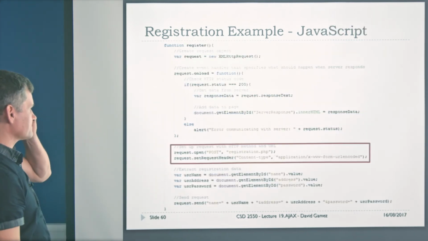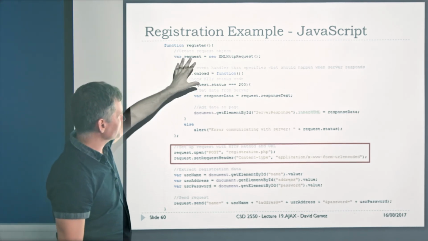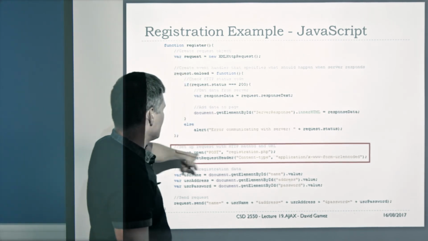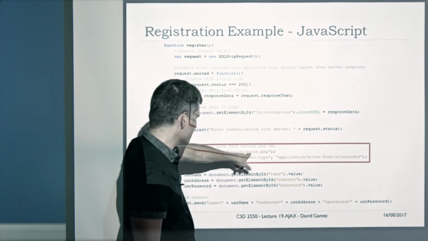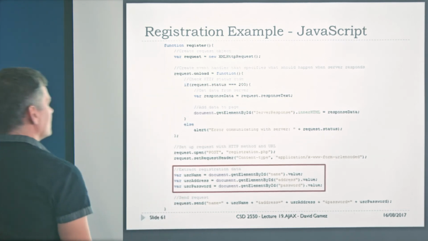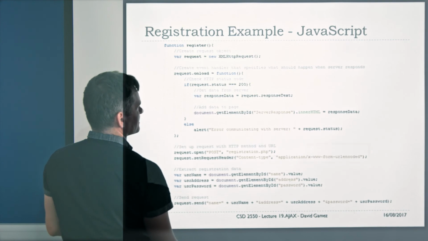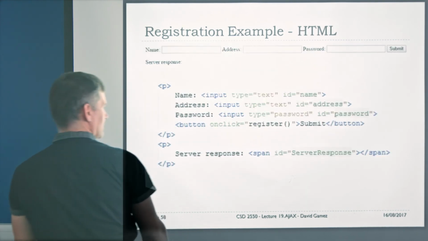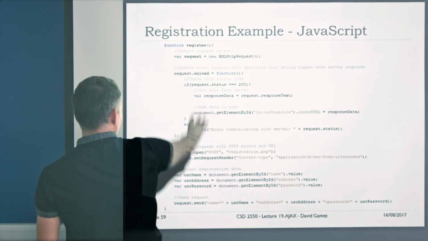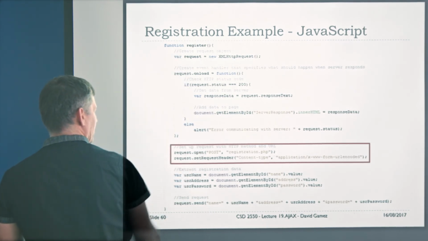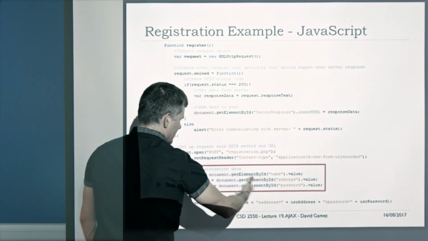And then we've got our register function. Usual stuff, creating the request. We're going to post the data in this case to registration PHP. When this register function is called, I think it's called in response to the submit button, onclick register, right? That calls this function here. So it sets up the request, opens the connection, sets the content type, and it's the stuff we covered a lot in the previous term, right?